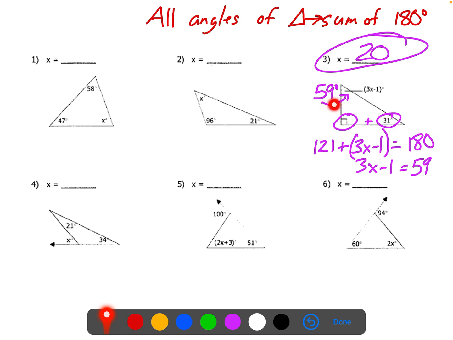59 is not the answer to this question because it's asking for the value of x. Please be really careful when you're doing this, because some of these are still going to just ask for this angle x, while others are going to ask for you to continue solving this. Once you get the total of the angle, continue solving it so that you know the value of x here.